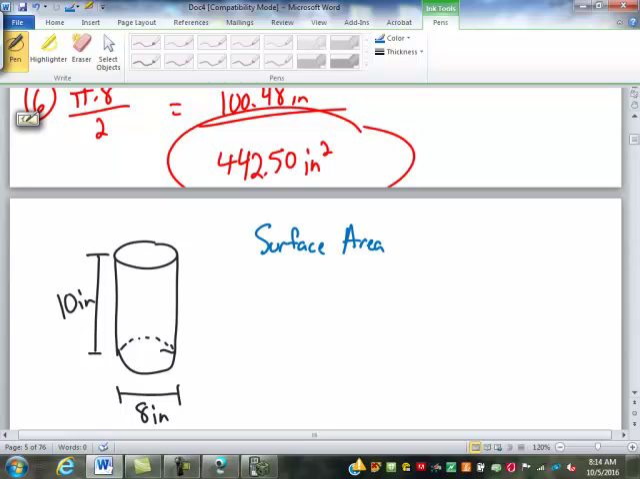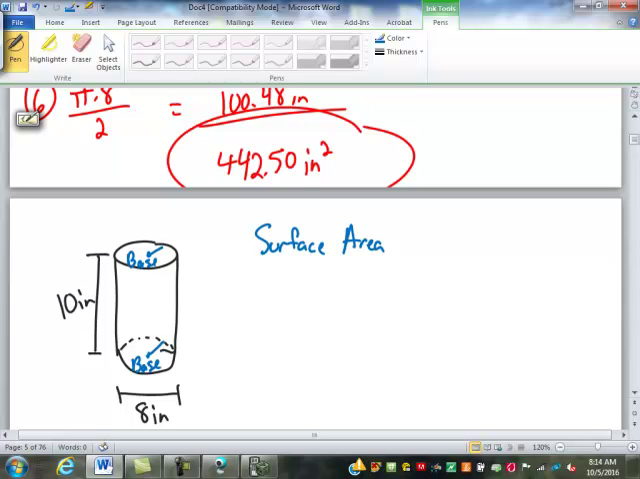Surface area is defined to be the area of all the surfaces added together. So for a cylinder, we have 3 surfaces. We have the circle on top, the circle on bottom, and then we have that what wraps around the sides between the 2 circles. Top is called a base. Bottom is called a base.